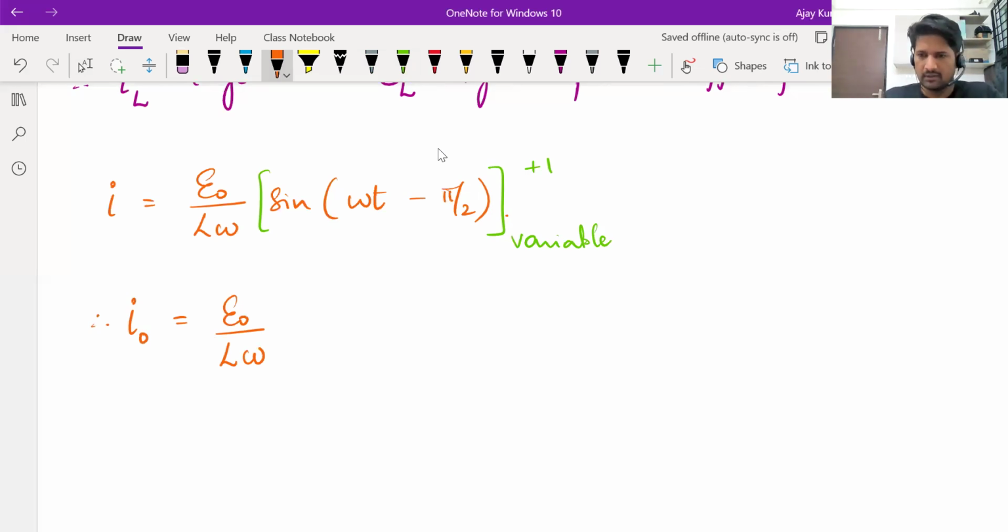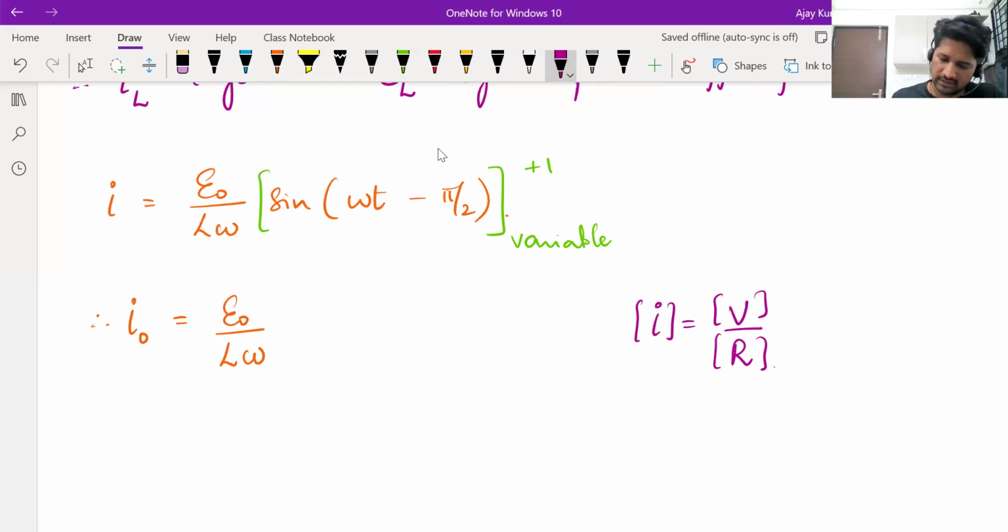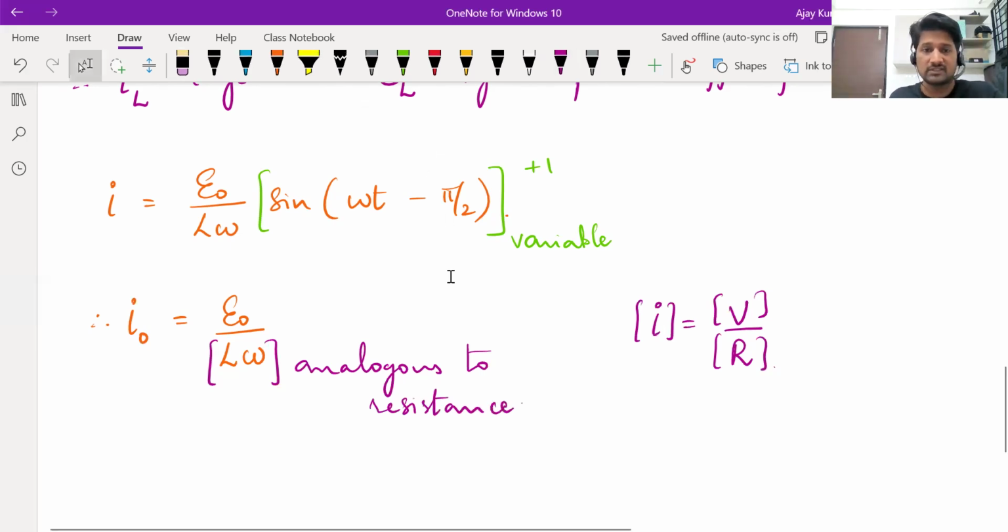Fine. I naught is current, E naught is an EMF, peak EMF. Dimensionally, we discussed this in the last case also. Dimensionally, current should be voltage divided by resistance. Now, this is current, this is a kind of voltage. Then the denominator on the right-hand side, the L omega that you see, should be analogous to resistance. But there's no resistor in this circuit.